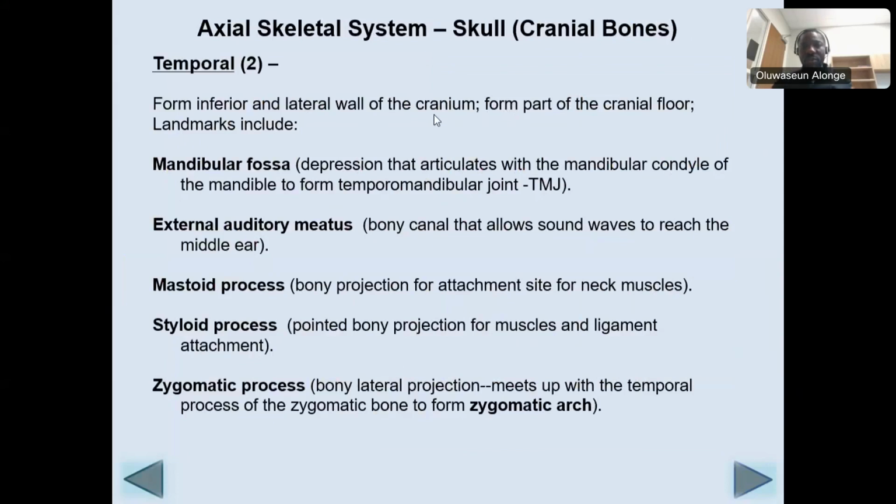So the temporal bone, as I showed you, forms the inferior, the lower part and lateral wall of the cranium. It is the continuation of the parietal, right? And there's the mandibular fossa, a depression, and that depression articulates with the mandibular condyle of the mandible to form what we call the temporomandibular joint. The external auditory meatus is also there, and that meatus allows sound waves to reach the middle ear.